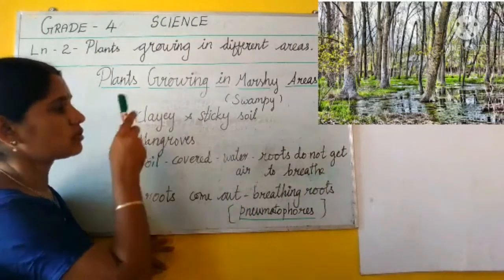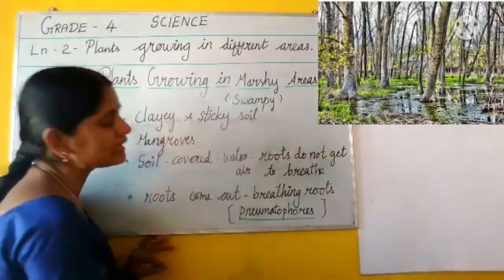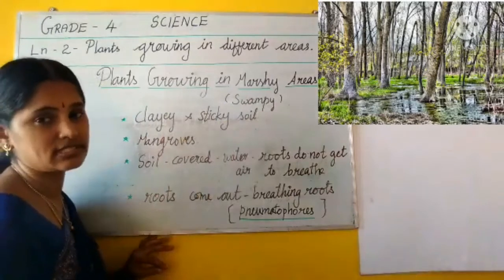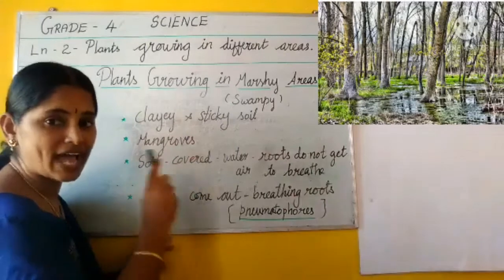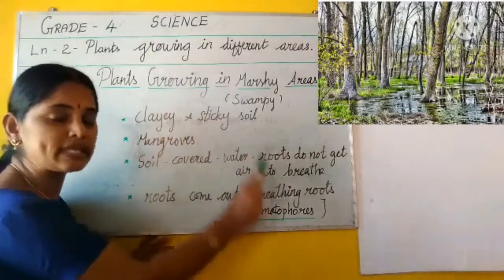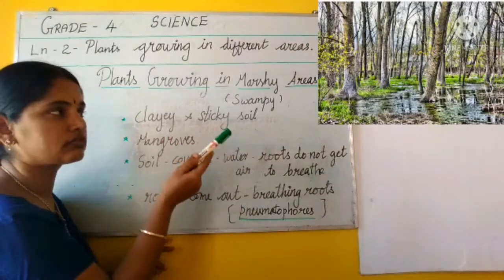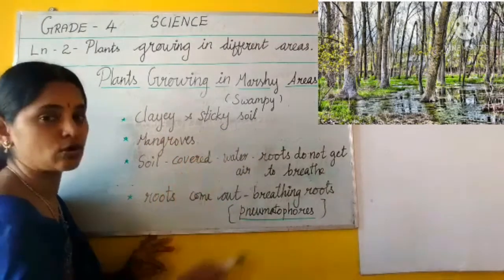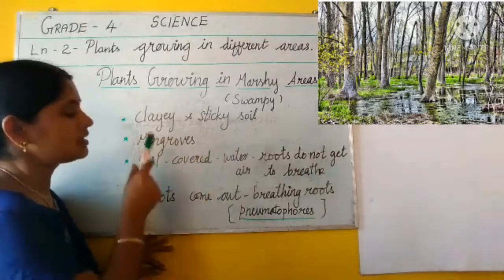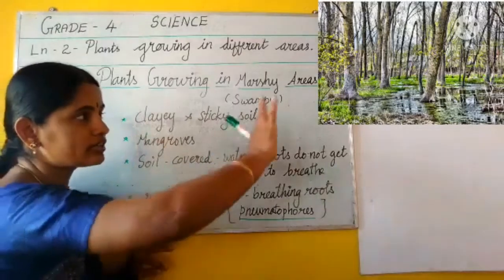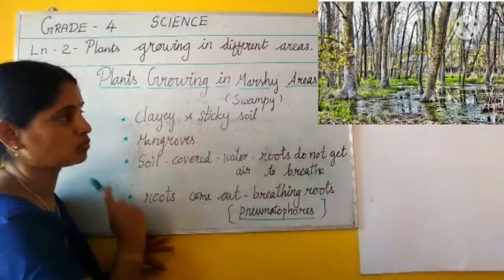Okay, so these plants which grow in these swampy areas, marshy regions, are called mangroves. The plants which grow in swampy regions are called mangroves. Look at the picture. This is what we call mangroves. Clear, children? Here, the soil is covered with water. Look there, the soil is covered with water.